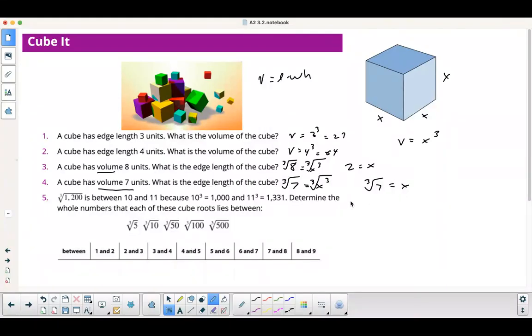Now if I want to get a decimal for that, I could. There's a cube root button on your calculator. Obviously, depending on what type of calculator you have, your button's going to be in a different place, but I got 1.912 as my approximate x. All right, so for number 5, the cube root of 1200 is between 10 and 11, because 10 cubed equals 1,000, and 11 cubed equals 1,331. Determine whole numbers that each of these cube roots lies between.